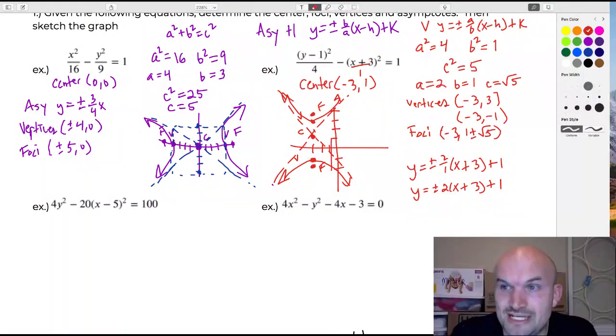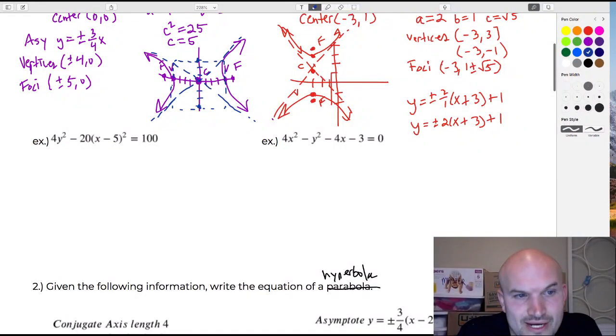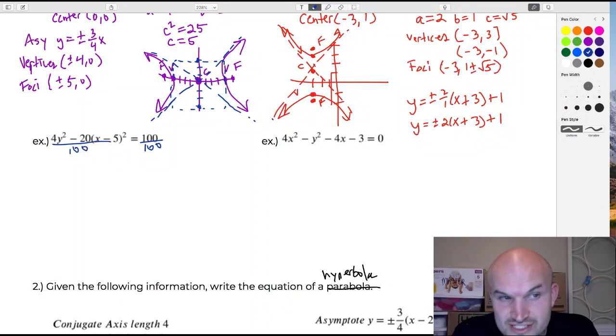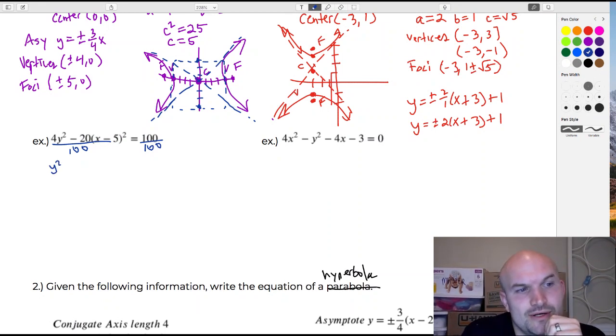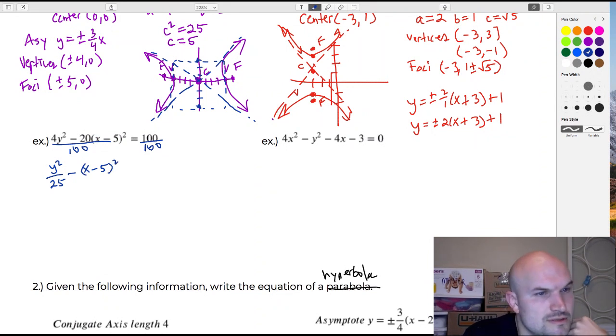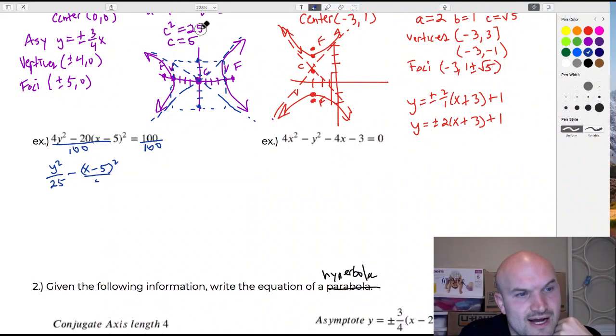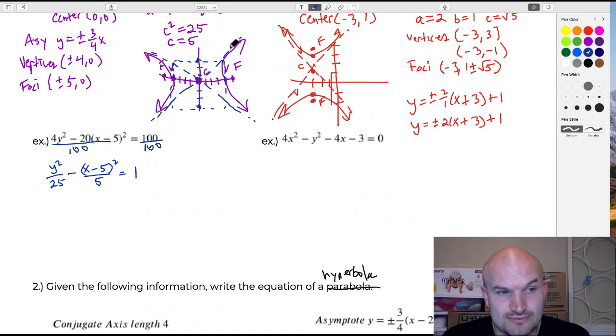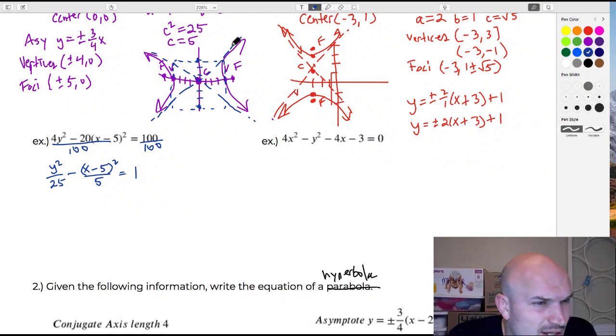So if I want to set this equation equal to 1, I need to divide by 100. So when I divide by 100 here, use the distributive property of division to make sure you divide both terms by 100. I'm going to have y squared over 25 minus (x minus 5) squared over 5 equals 1. So now in this case, what you can see is it's back into that form. All I simply did is divide by 100 on both sides, and you can see where we got to now.